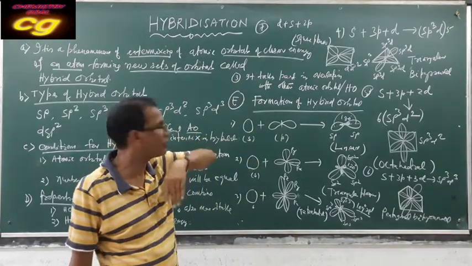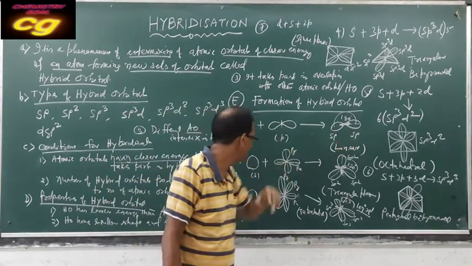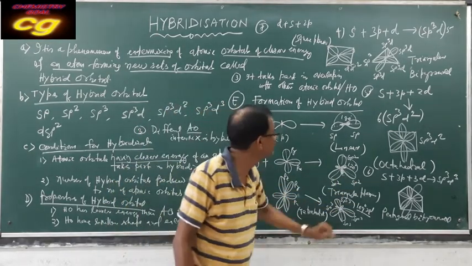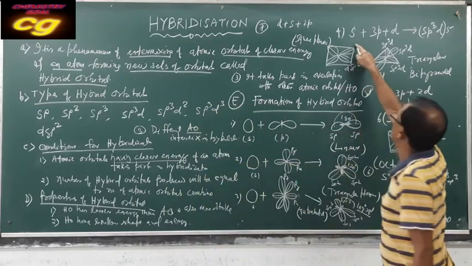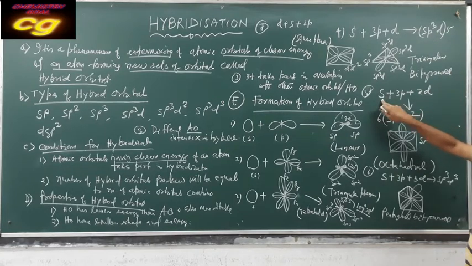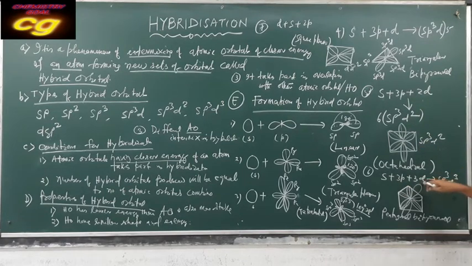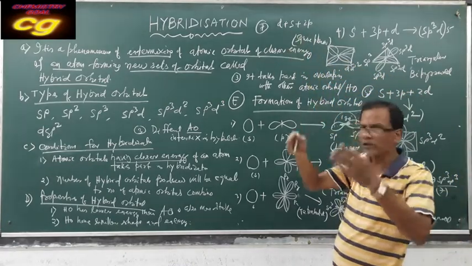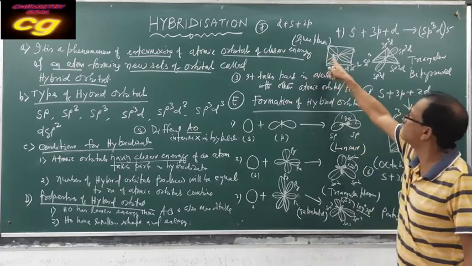Then how are the orbitals produced? When s mixes with p, it produces 2 sp. When s mixes with 2p, it produces 3 sp2. When s mixes with 3p, it produces 4 sp3. Similarly, when s, 3p, 1d mix, it produces 5 sp3d. Similarly, when s, 3p and 2d are mixed, it produces 6 sp3d2. 1s, 3p, 3d when intermixed produce 7 hybrid orbitals. The shape is pentagonal bipyramidal. Here the shape is octahedral. And when 1d, 1s and 2p intermix, they produce dsp2 hybrid orbitals and the shape is square planar.